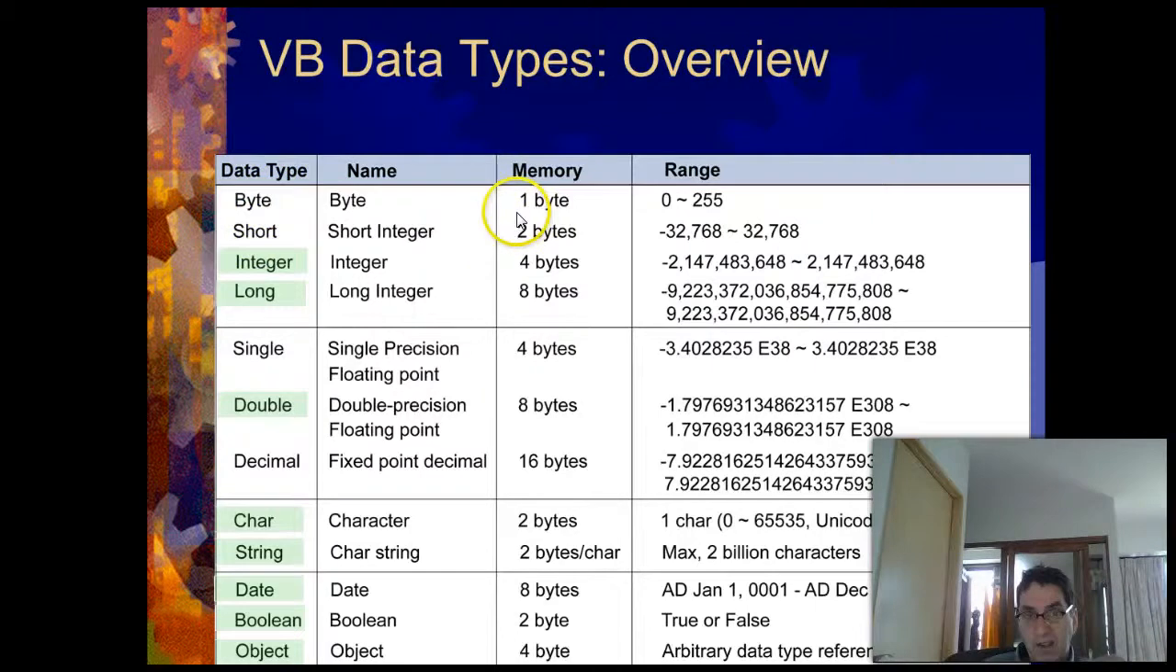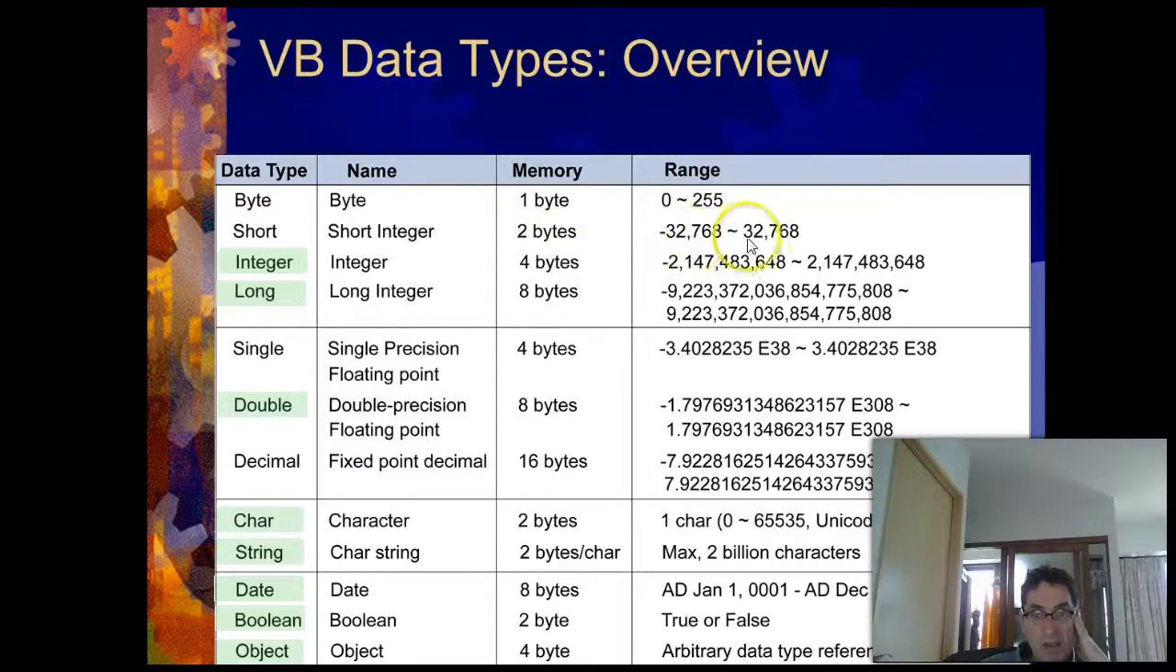So a byte, we already know what a byte is. It's 8 bits of memory, or 1 byte of memory. And if you declare something to be a byte, it has to be positive, and it can only go between 0 and 255. Remember, 256 is 2 to the 8th. Remember, we had 8 bits, so that's 2 to the 8th different possible values, and that's 1 to 256, or 0 to 255. So that's a byte.